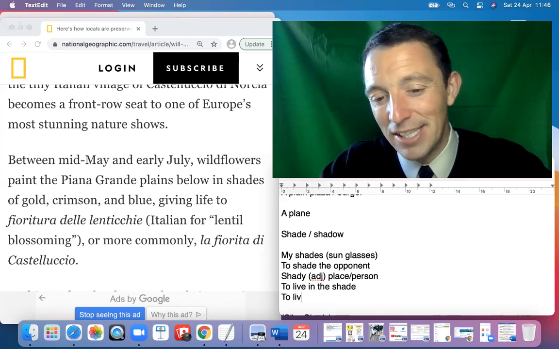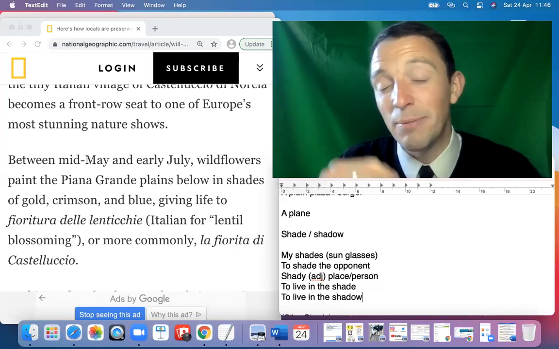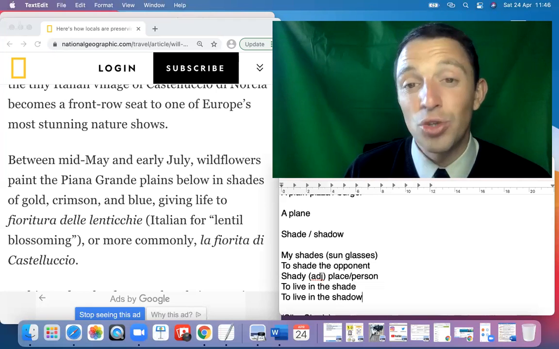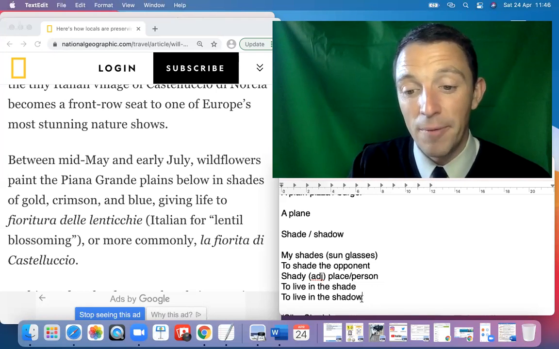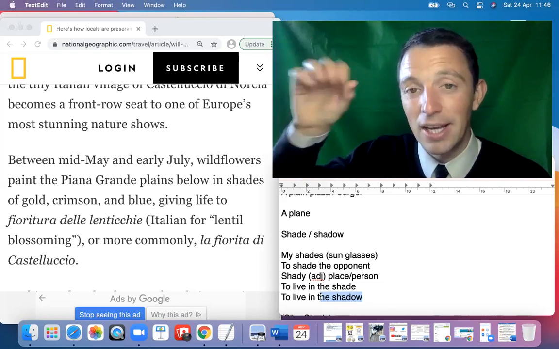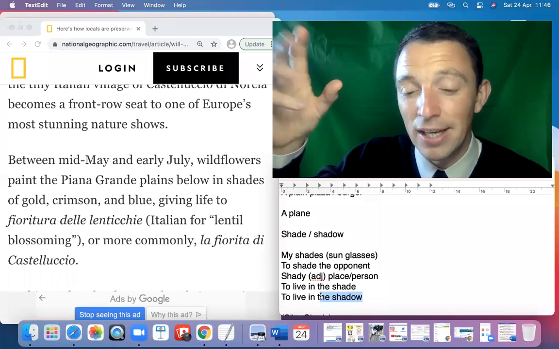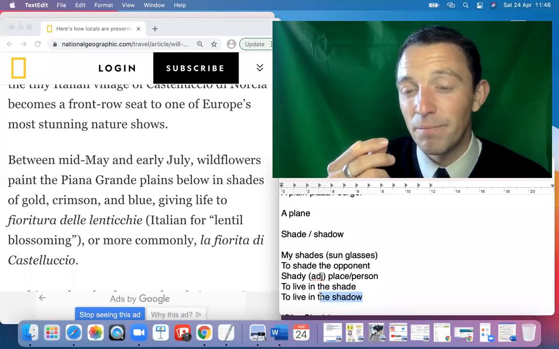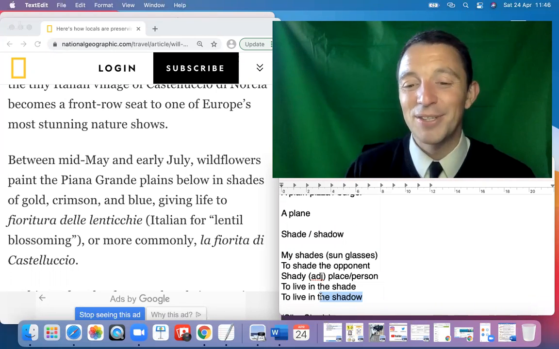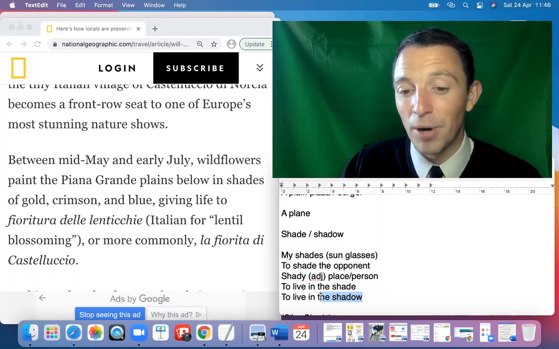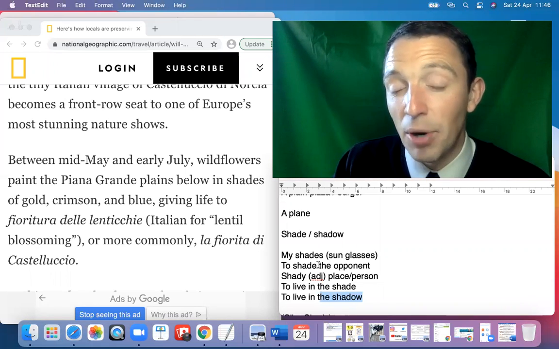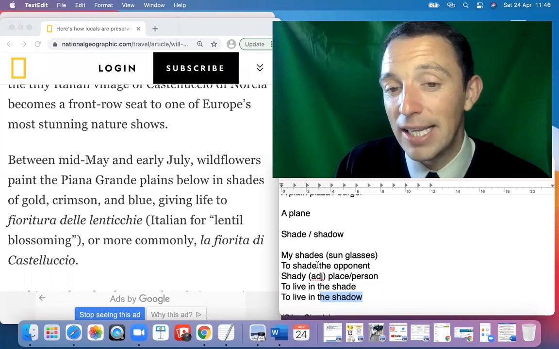So they're very, very similar, and you just need to be a little bit careful of the use. To live in the shadow is usually connected with a person, remember? If you live in the shadow, it means that the other person is more dominant, more prominent, and you're very, very quiet, and nobody really cares about you. So you live in the shadow of another person. And as I said, to shade the opponent is common as well, to win by a little distance.